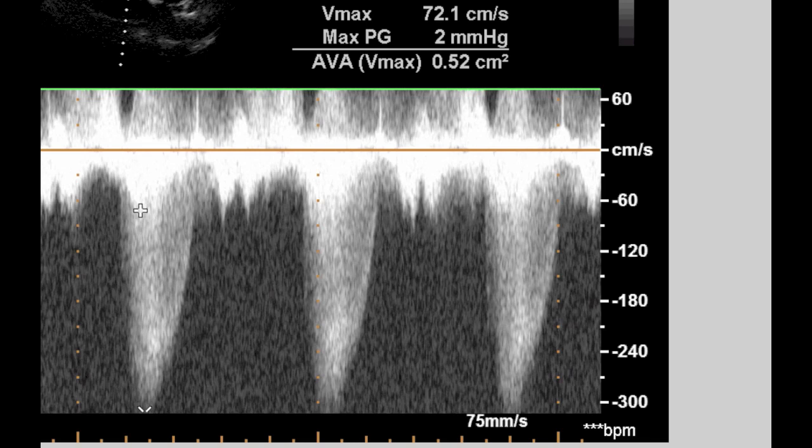This concludes our discussion of aortic stenosis and aortic regurgitation. It's important to remember that a thorough examination with color flow, pulse wave, and two-dimensional Doppler is critical to the assessment of this valve.